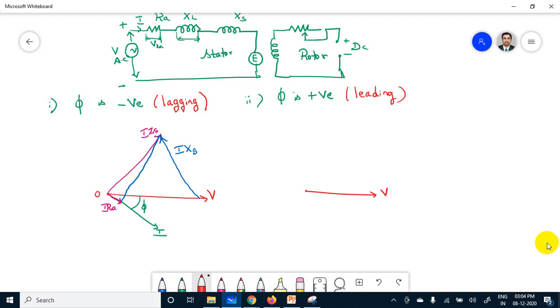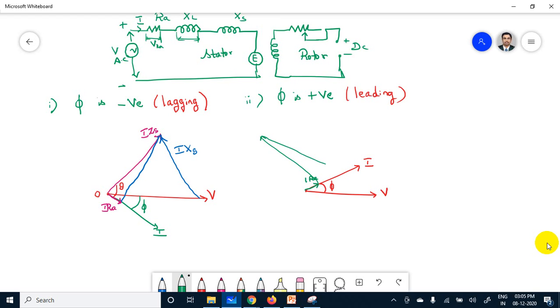V, the current value will be leading, right? This is leading power factor. The angle between IA and ZS will be theta here. The angle between I and V is phi. And here the drop across the resistance will be I into RA. So from this line it will be going like this.